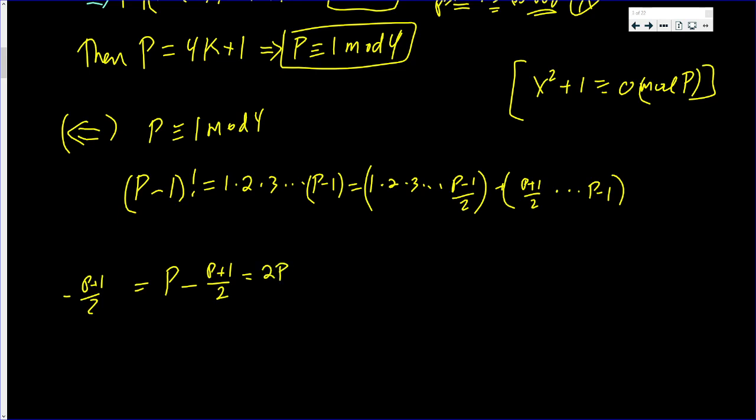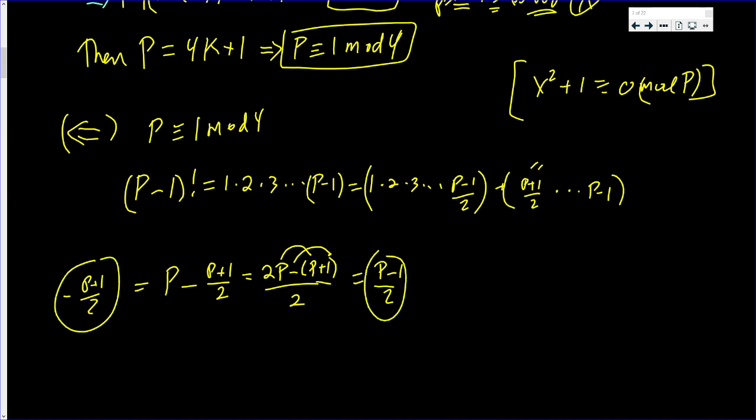That p becomes 2p, so I can put everything over p. 2p minus p is p. Let's not forget to take away the 1. So this here is congruent to that. But I can put the negative on the other side. This is the same as negative p minus 1 over 2.